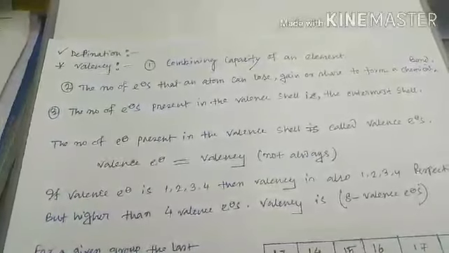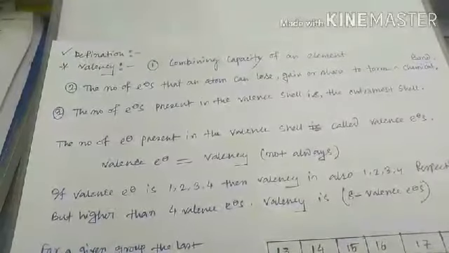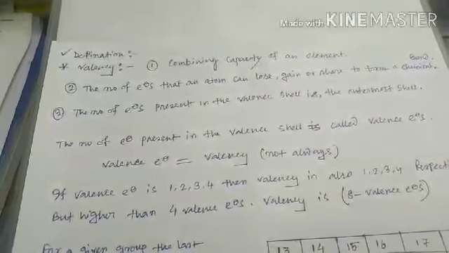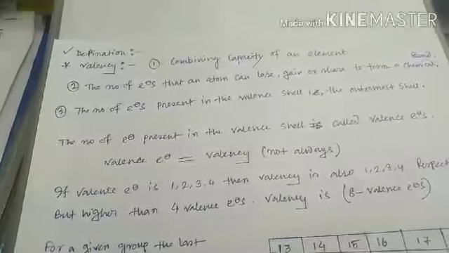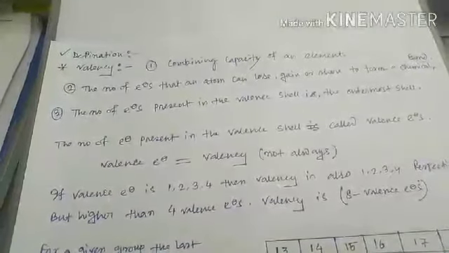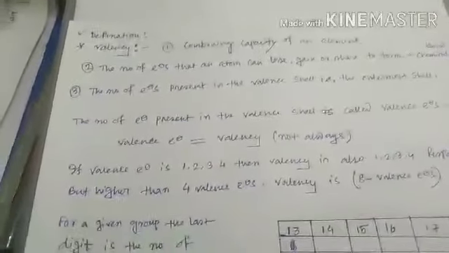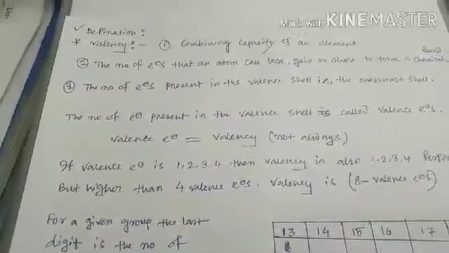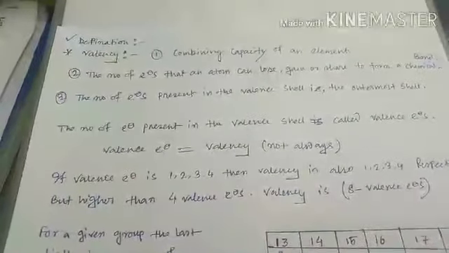Number one definition is: the combining capacity of an element is called valency. Number two: the number of electrons that an atom can lose, gain or share to form a chemical bond is also called valency. And the third definition: the number of electrons present in the valence shell, that is the outermost shell, is called the valency.